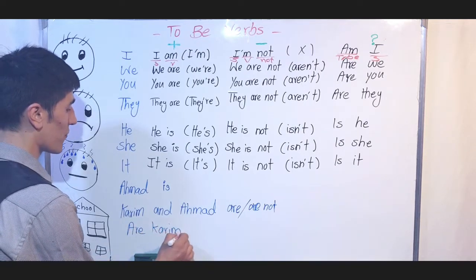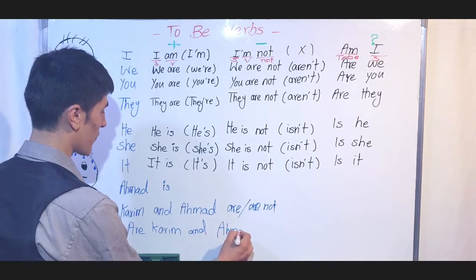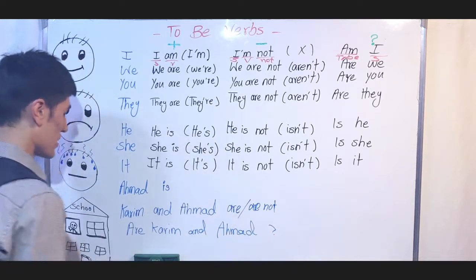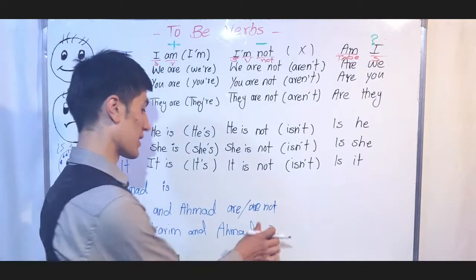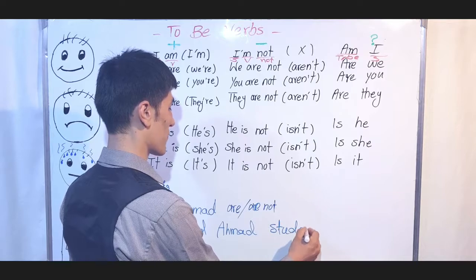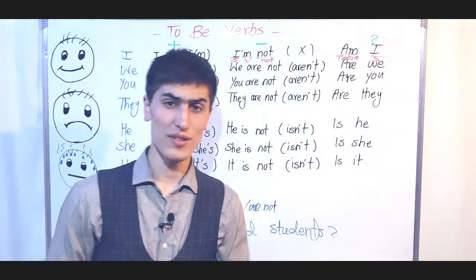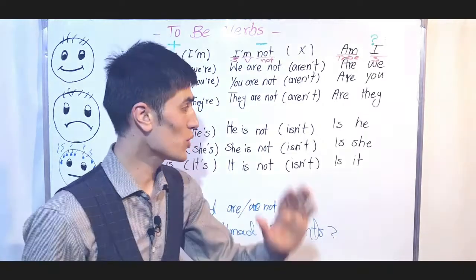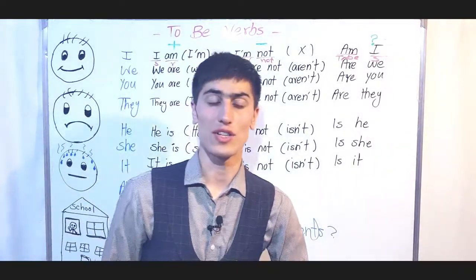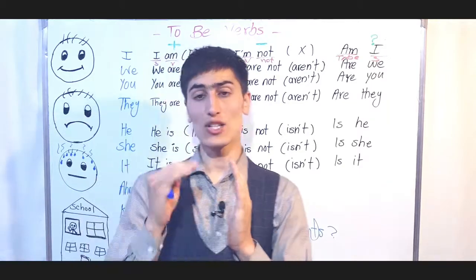Are Karim and Ahmad. So we need another word also at the end, like are Karim and Ahmad students? Are Karim and Ahmad students? You know, if the to be verb is at the beginning of your sentence, it is a question, of course. What kind of question is it? It is a yes/no question.